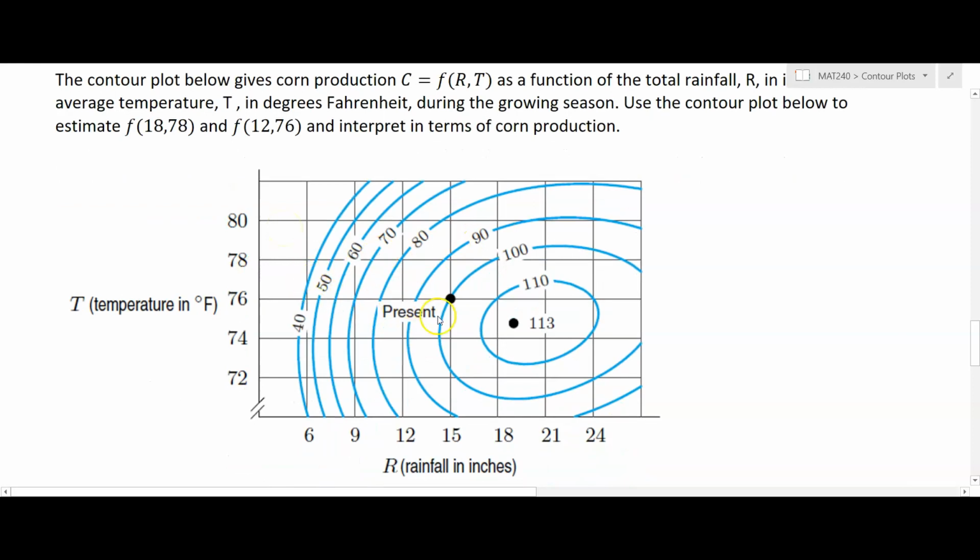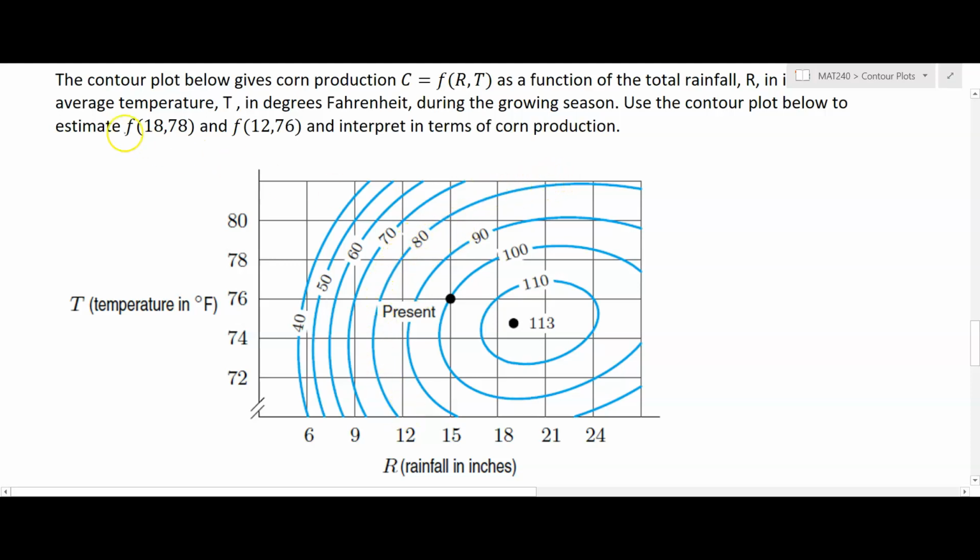Let's spend a moment making sense of this. Along the horizontal axis, we have one of the inputs, which is the amount of rain. So we can see what would happen if we had 6, 9, 12, 15, 18, 21, or 24 inches of rain in a season. And then the average temperature, starting at 72 degrees Fahrenheit all the way up to 80 degrees Fahrenheit. Now the blue contours show us, for example, this entire blue contour ring right here, that's where I will be able to yield 80 units of corn.